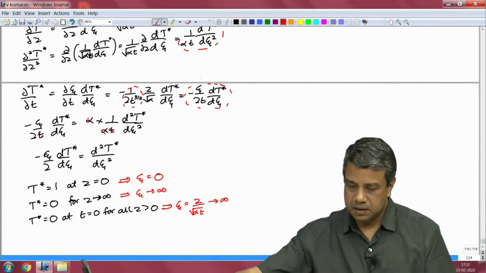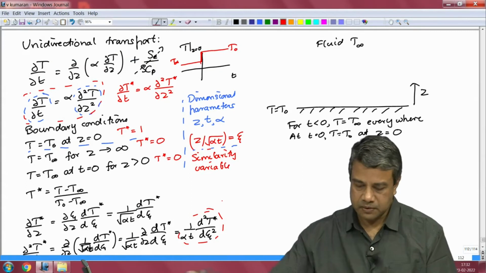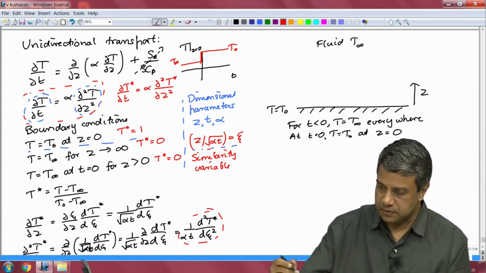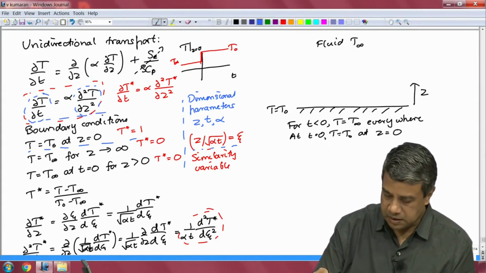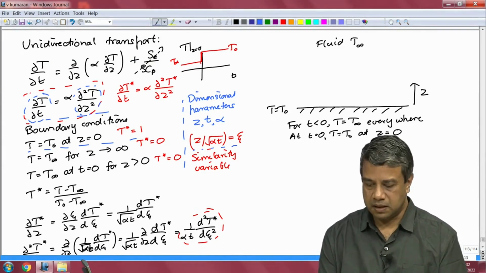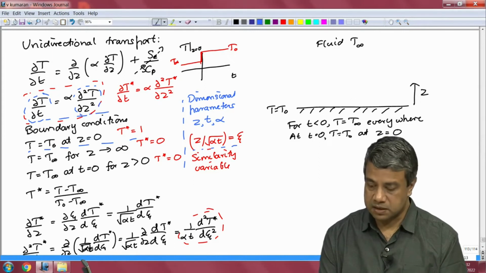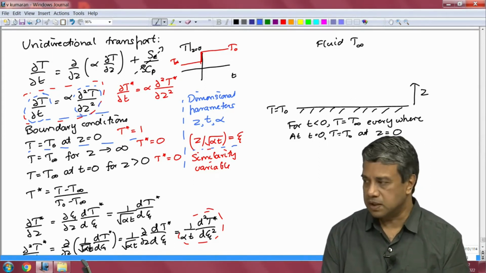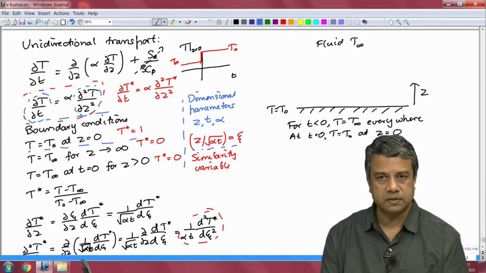Recall that the original problem that we had was a first order differential equation in time and a second order differential equation in z, and for that we needed two boundary conditions and one initial condition. One condition at t equals 0 and two conditions at the boundaries z is equal to 0 and z going to infinity.